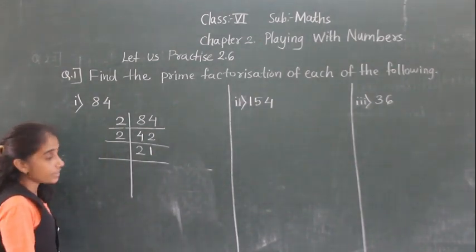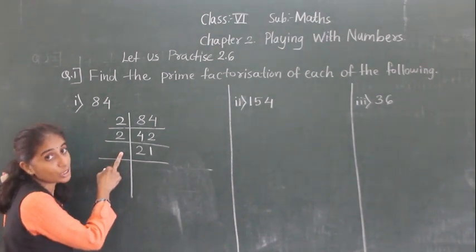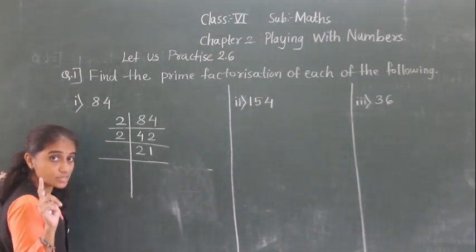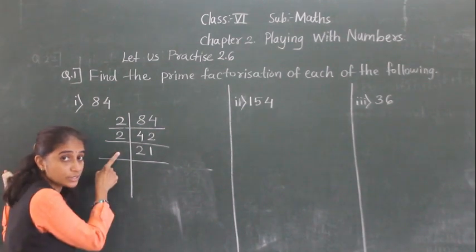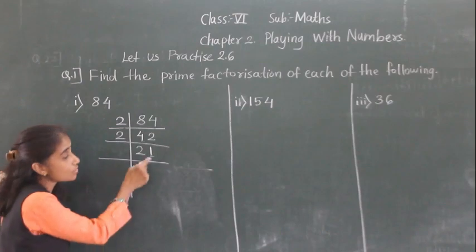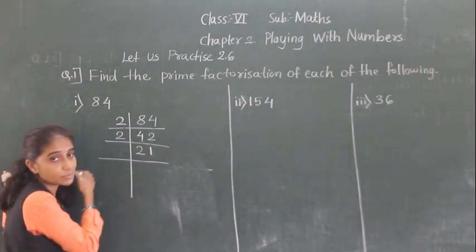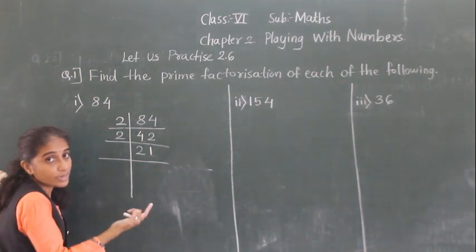Now check next, is it divisible by the smallest possible prime number? The smallest prime number is 2. But is it possible to divide by 2? No. See here, the first place is 1. It is an odd number. So it is not divisible by 2. So check now by 3.